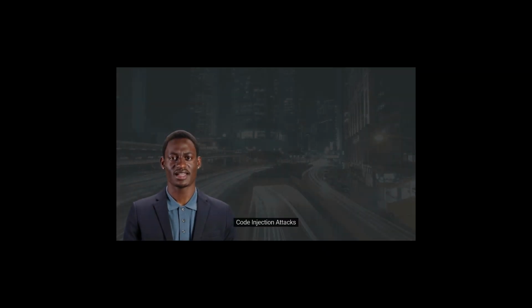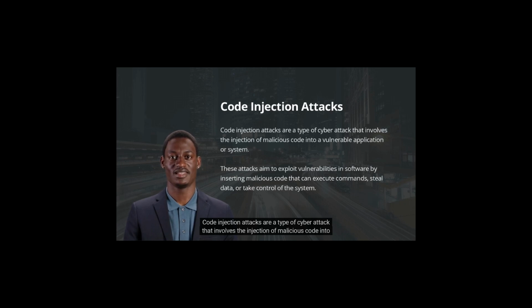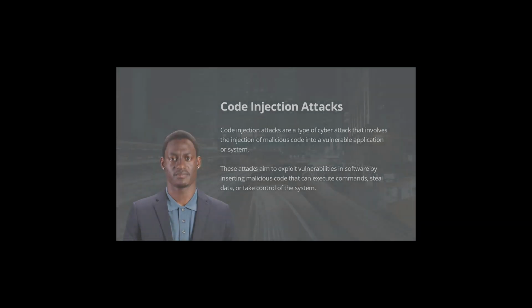Code injection attacks. Code injection attacks are a type of cyber attack that involves the injection of malicious code into a vulnerable application or system. These attacks aim to exploit vulnerabilities in software by inserting malicious code that can execute commands, steal data, or take control of the system. Insider threats.